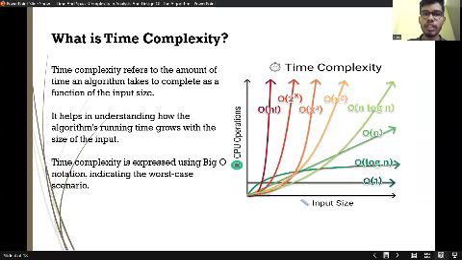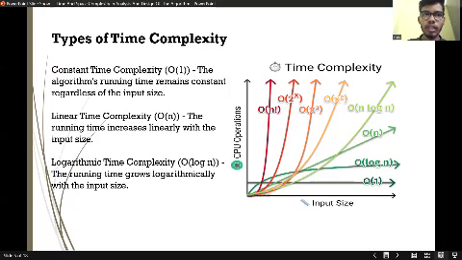Time complexity refers to the amount of time an algorithm takes to complete as a function of input size. That means the time taken for the algorithm to complete its task based on the input size. It helps in understanding how the algorithms are running. Time grows with the size of the input. Time complexity is expressed using big O notation, indicating the worst case scenario. It is the asymptotic notation.